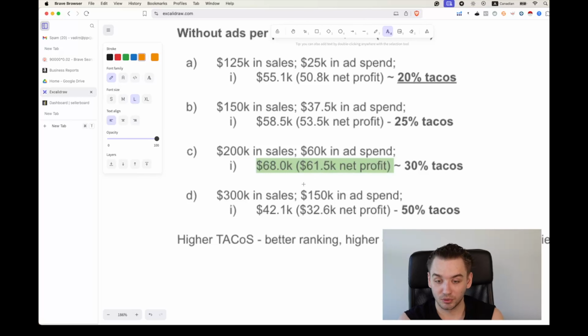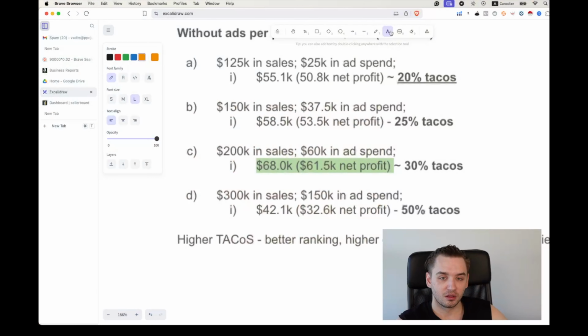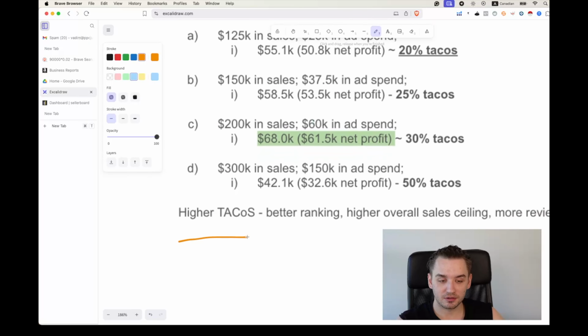Inversely, what if you go crazy and have 50% TACoS? So this is the point of reaching diminishing return. So you have to establish that for your product. Overall, also, higher TACoS does mean better ranking. It also means a higher overall sales ceiling. I'm not saying that's going to be the case.